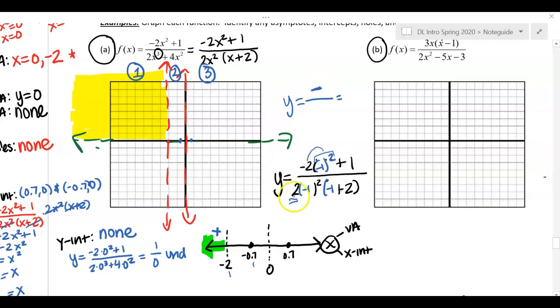In the denominator, 2 is positive. -1 squared is positive 1. And -1 plus 2 is positive 1. So in the denominator, positive times positive times positive gives me a positive value. And a negative times a positive would make a negative. So I'm getting negative answers here.